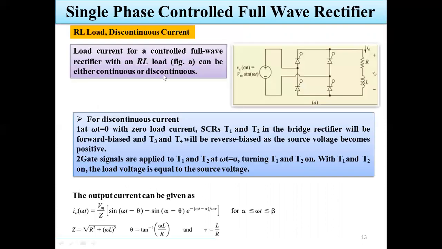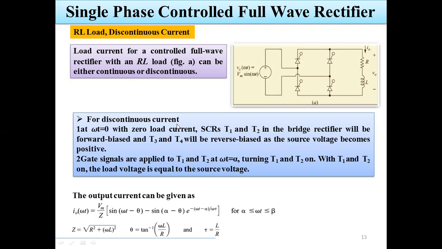Next, the single phase full wave rectifier using an RL load with a discontinuous current mode of operation. For a discontinuous current mode, the current towards the load circuit is discontinuous, not continuous. The load current for a controlled full wave rectifier with an RL load can be either continuous or discontinuous. What about the discontinuous current?